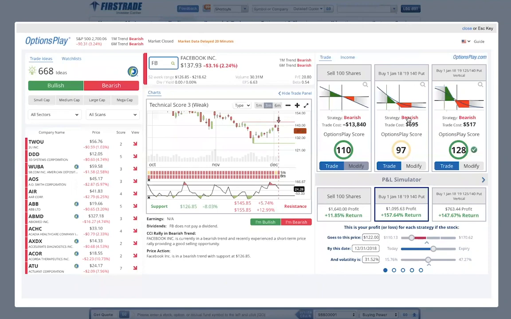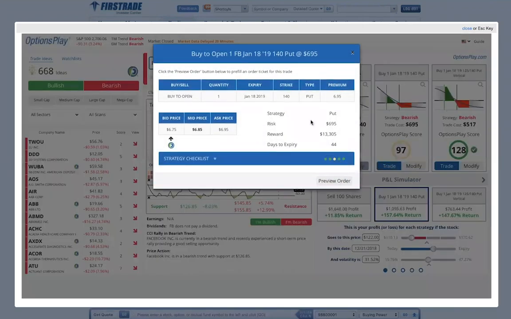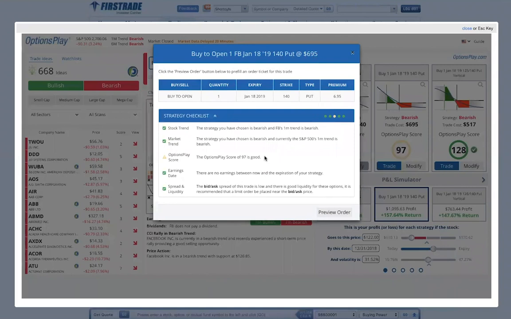And once you've decided on a trade that you want to make, you can hit the trade button. What we do is pre-fill a ticket for you so that you can see exactly what you're buying and selling, and what your risk and reward is. We even have a strategy checklist just to make sure you understand the risk of what you're trading.